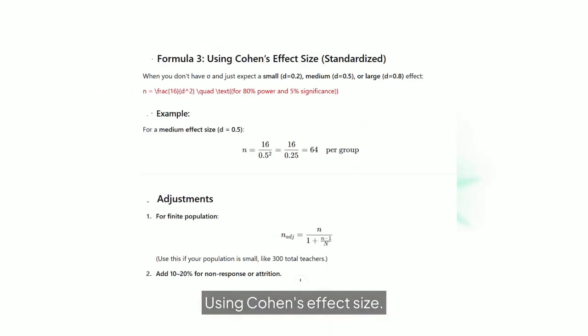Using Cohen's effect size, this formula is for when standard deviation is unknown. It estimates sample size based on expected effect size, ensuring 80% power and 5% significance. Adjustments for finite populations and non-response are also considered.